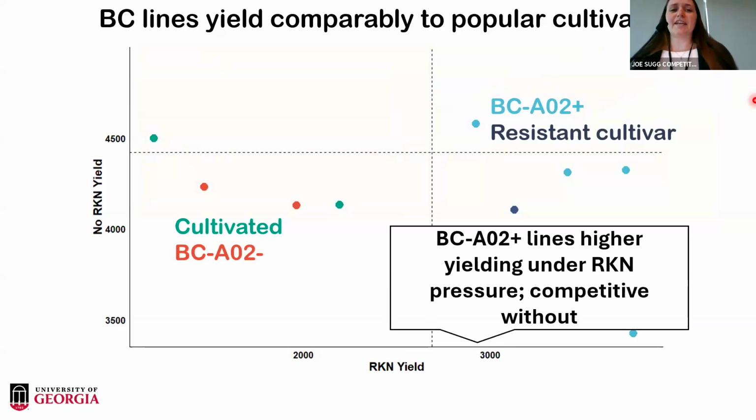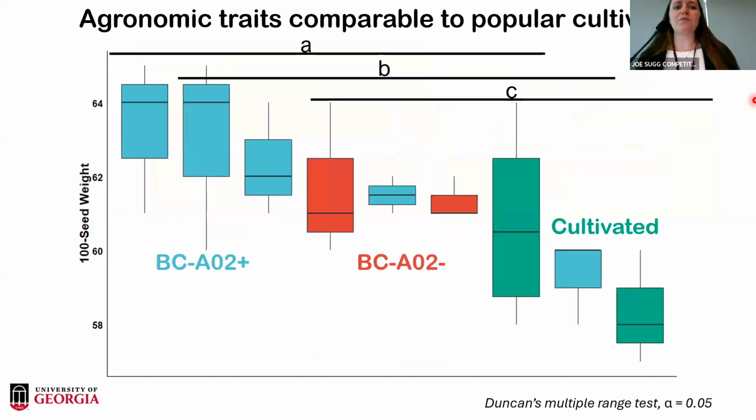We also wanted to look at agronomic quality. One important agronomic trait is the 100 seed weight. Wild species, of course, have very small seeds. Cultivated peanut has much larger seeds, which is what processors expect. And you can see here that backcross lines with or without the introgression have a seed size that's comparable or even slightly larger than that of the cultivated varieties.